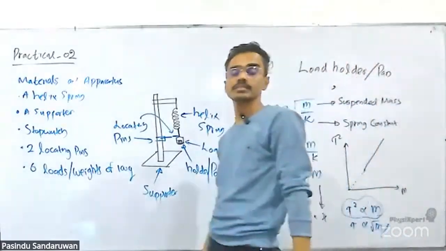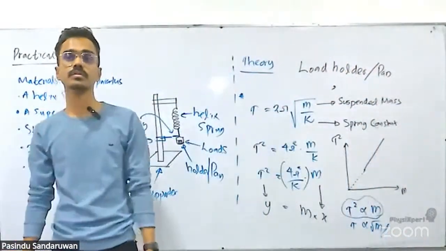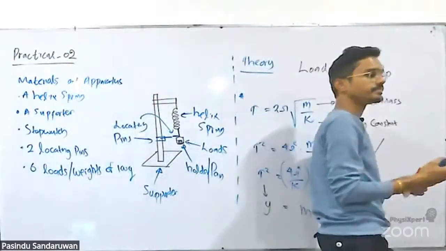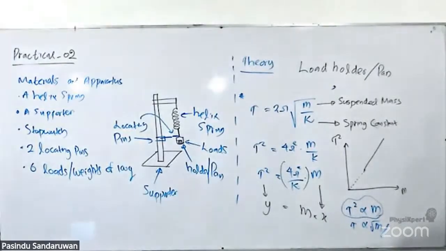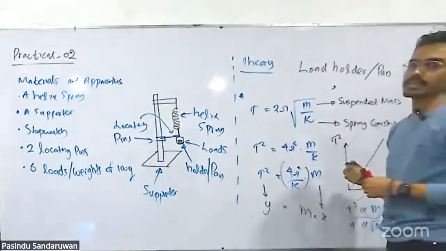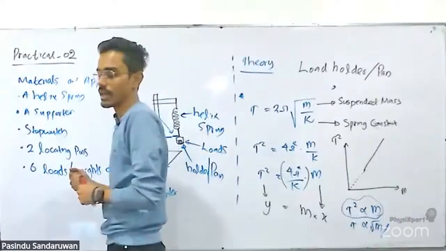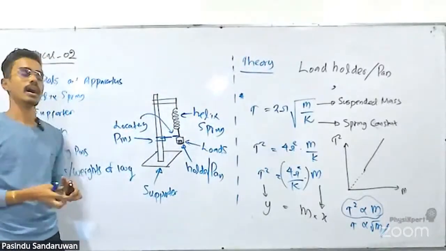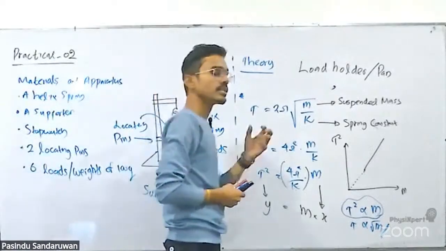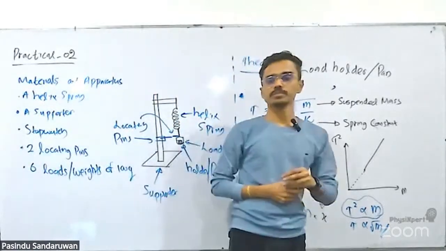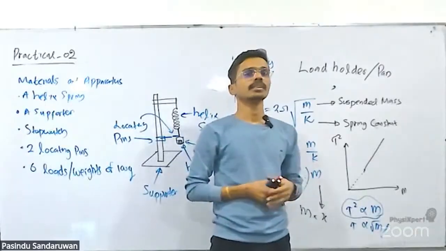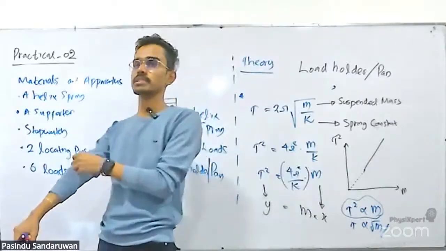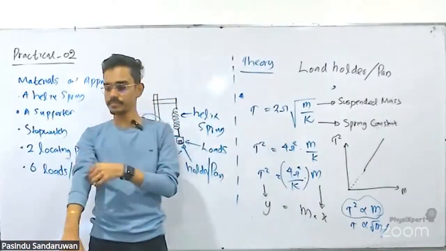Okay, what did I say? Add 100 grams weight into the pan, and give a small displacement downwards and release.